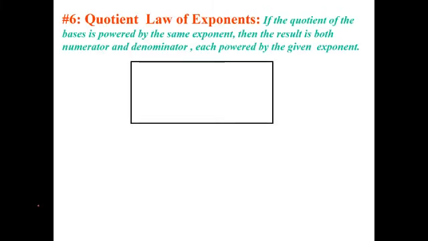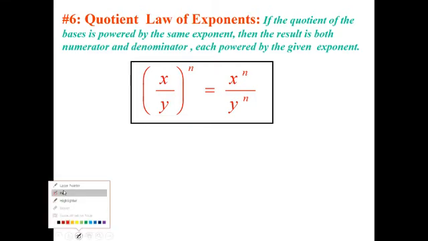Then we have the quotient law of exponents. If a quotient of bases is raised to the same exponent, then the result is both the numerator and the denominator each raised to the given exponent. And this is an example. If I have x over y, all to the power of n, this is equal to x to the power of n divided by y to the power of n. So what you do, you take the numerator and raise it to the power, and you take the denominator and raise it to that power.